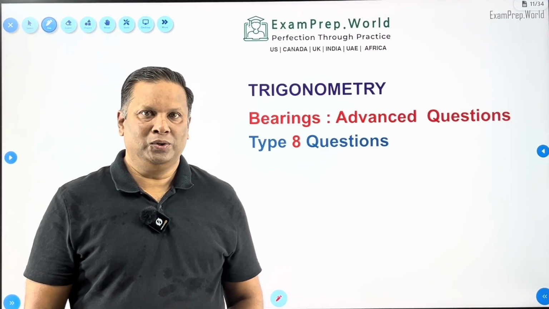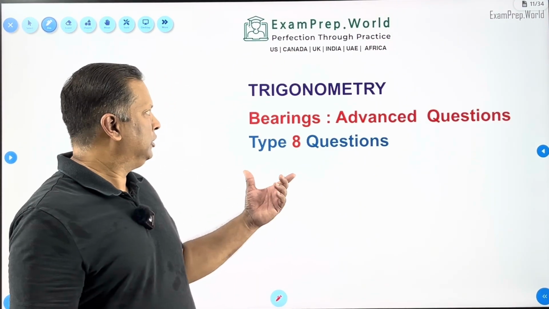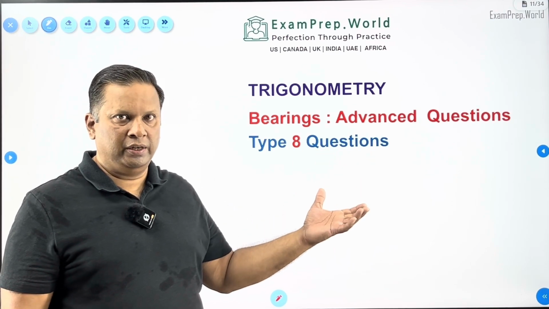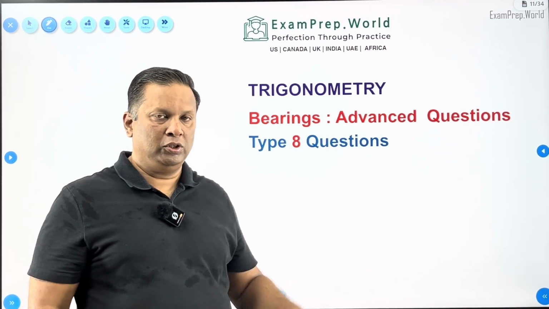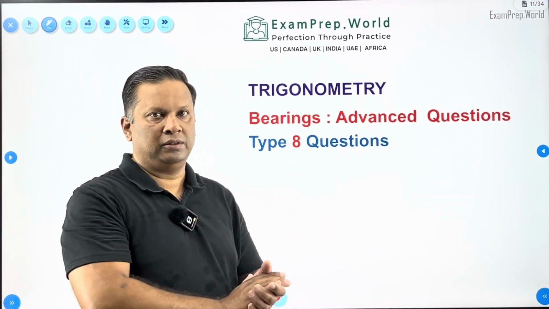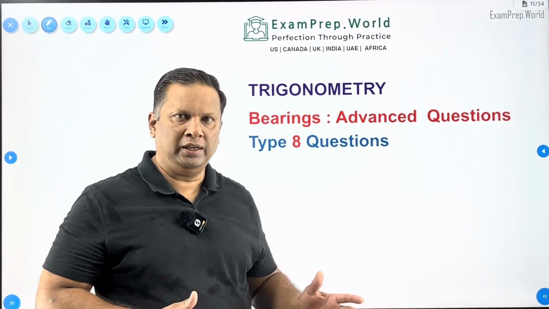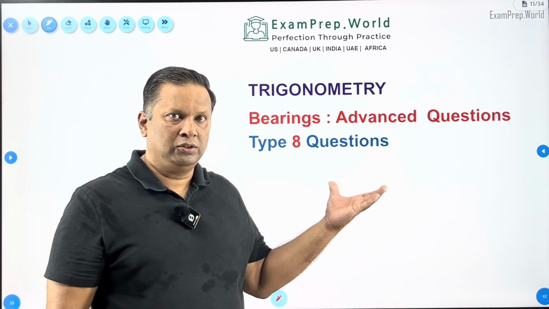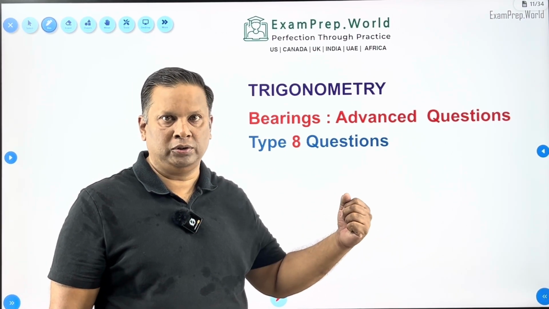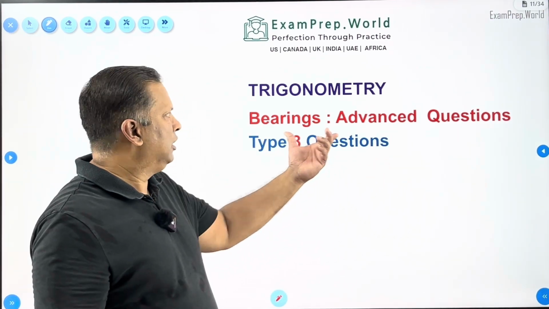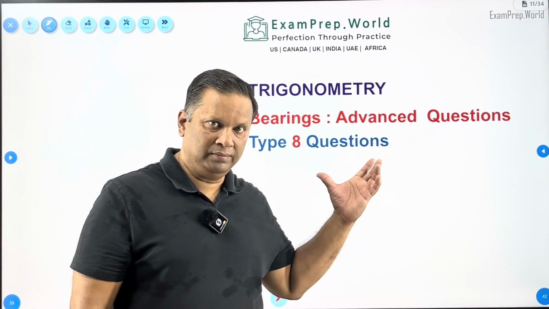Hello kids. So we start the type 8 questions. Here this topic is also bearings, but it is a little advanced. It will be beyond the right angle triangle, because we have learnt in previous videos that when you are moving and turning, you actually create a right angle triangle. In this kind of question we will not have a right angle triangle, so you will have to use sine and cos rules apart from the bearing things. That's why we call it a little advanced question on bearings.